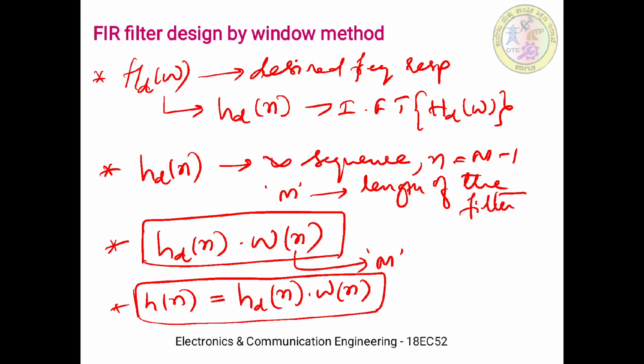Whenever HD of n gets multiplied with W of n, HD of n gets truncated. Truncation means its length will be reduced. So the resulting product sequence represents h of n, which is the impulse response of the FIR filter with the length capital M. Now we will see this design methodology by considering first a rectangular window. So the first window method is the rectangular window.